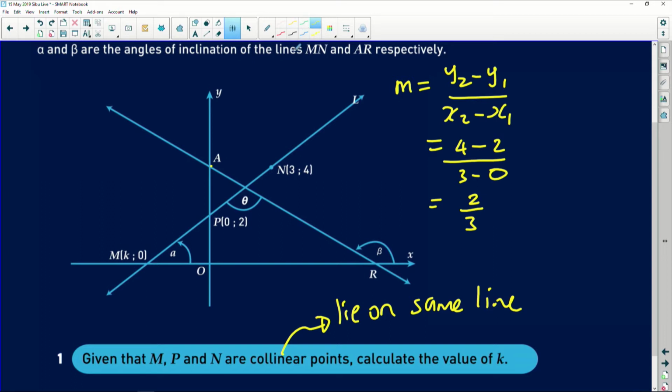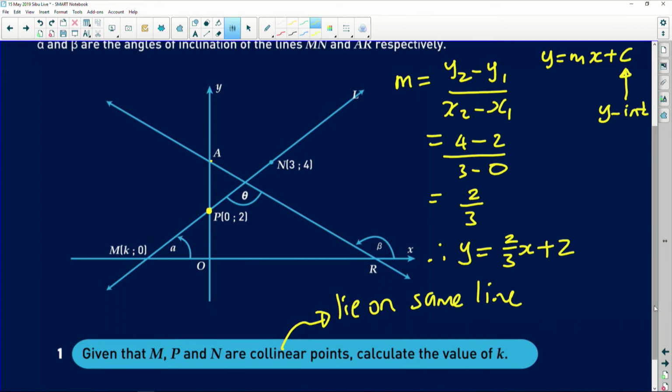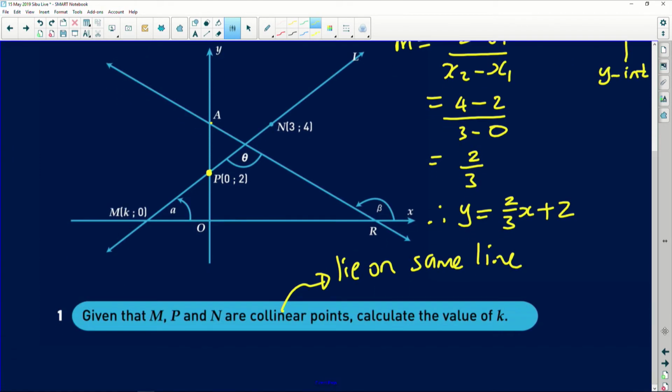Now, to conclude this, remember the following, guys. If you have y equals mx plus c, you must know from your functions that c represents the y-intercept of the line. It's where the graph passes on the y-axis. And we were told that this graph passes at point P where the y value is 2. So I don't even need to waste my time. I'm just going to say y equals 2 over 3 x plus 2, because the c value is the y-intercept of the graph, and it is 2, which is given to us in the coordinates of P. So this is the equation of the straight line MPN. That's the one that you're looking at.